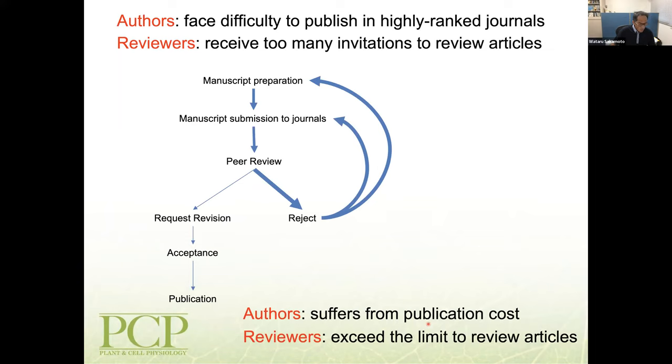Here, I just summarized the current status and the possible problems in scientific publication from the standpoint of authors and reviewers, respectively. This flowchart simply shows how you prepare your manuscript and submit, and then it is reviewed and a decision is made for publication: either request for revision or reject. Many researchers are now eager to publish in a high impact journal. So it often ends up with repeated rejection and resubmission.